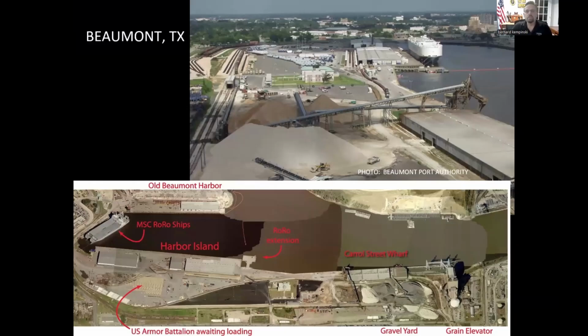And this is a nice little example of a port or a pier that does primarily break bulk, and that would be the Harbor Island facility here. It does commercial, but it does a lot of military cargo too. And then next to it is a gravel terminal. Across the creek is a steel mill, and there's a big grain elevator down here.